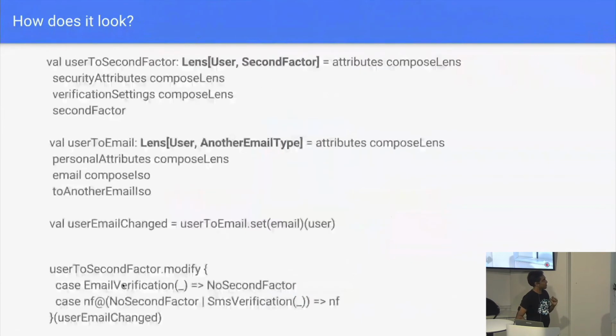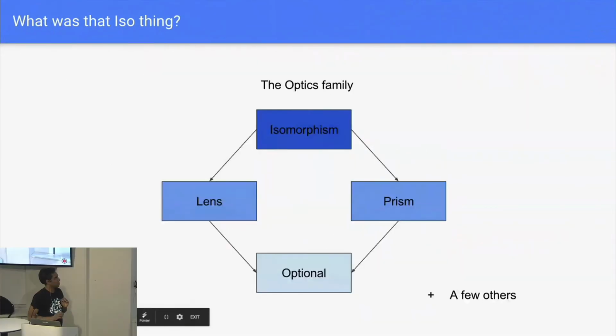So we saw that we had this function compose ISO. Lenses are actually part of a family of things that we call optics. I'm going to talk about 4 of these optics. There are a few others, but these are probably the main simple ones. If we think of them in terms of strength, and I'll explain what strength is in a little bit, we have the strongest optic, which is the isomorphism. We have 2 weaker ones, kind of equivalent in strength, called the lens and the prism. And we have the weakest one called the optional.